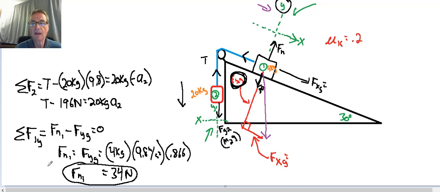Well, what do we need that normal force for? Well, we said there's friction. So we need to know what the frictional force is on our block.